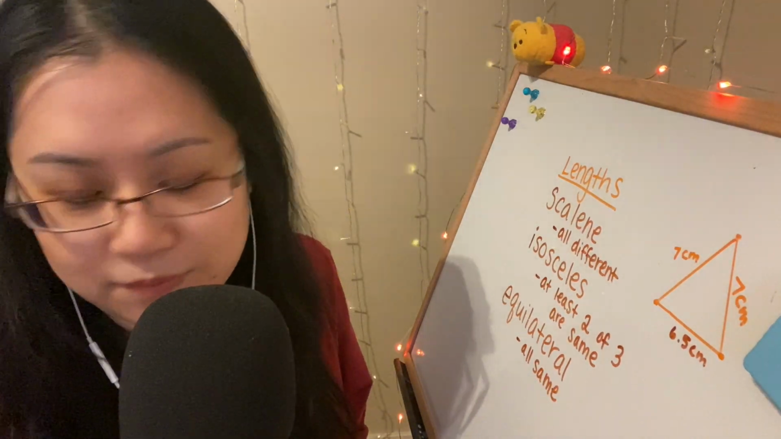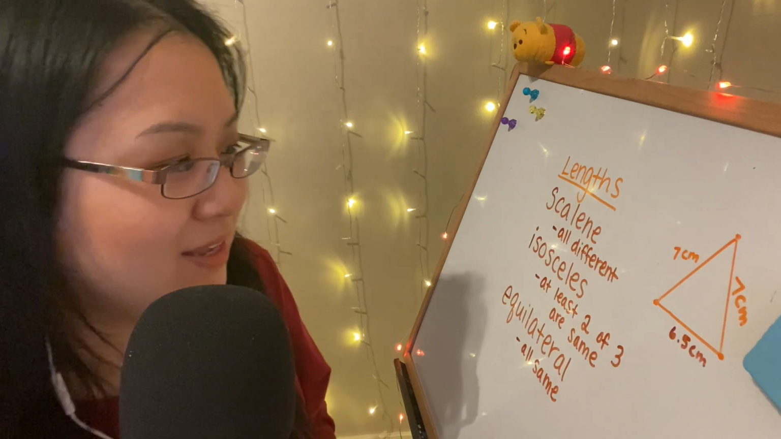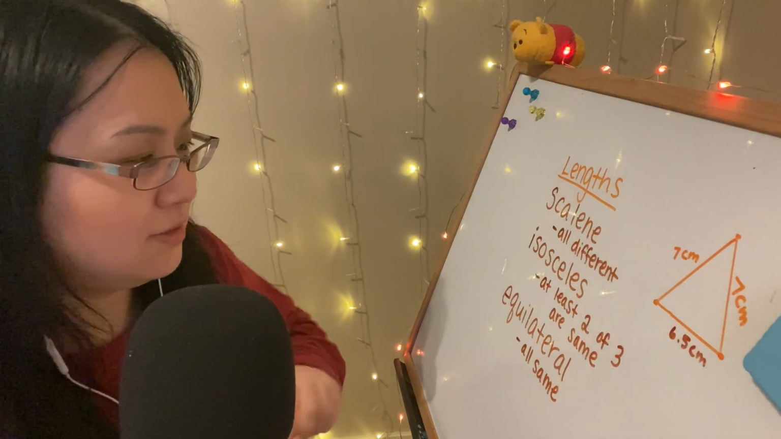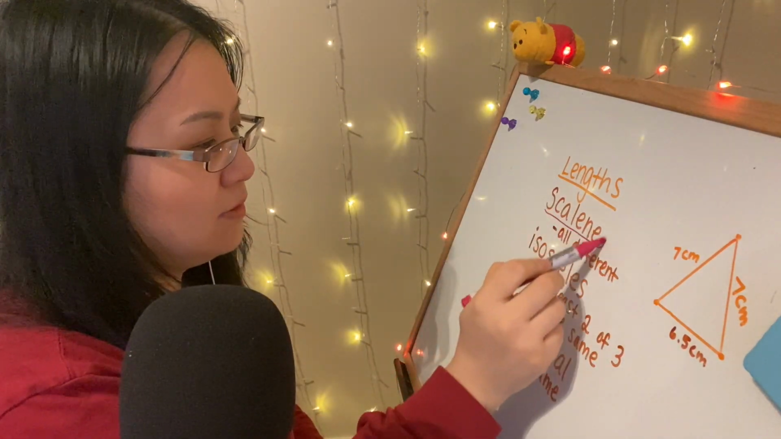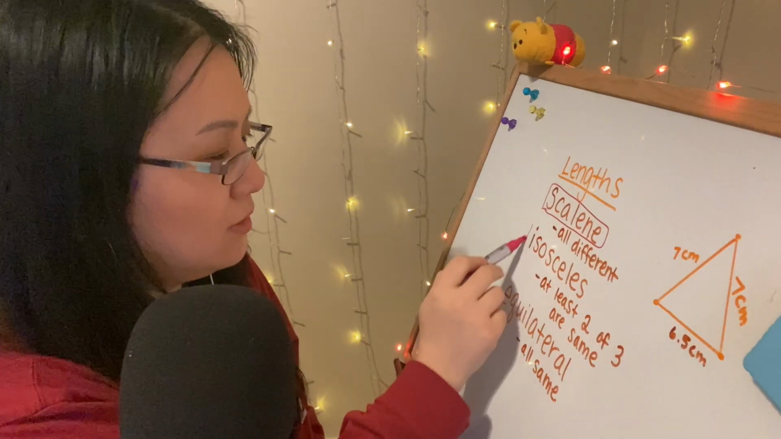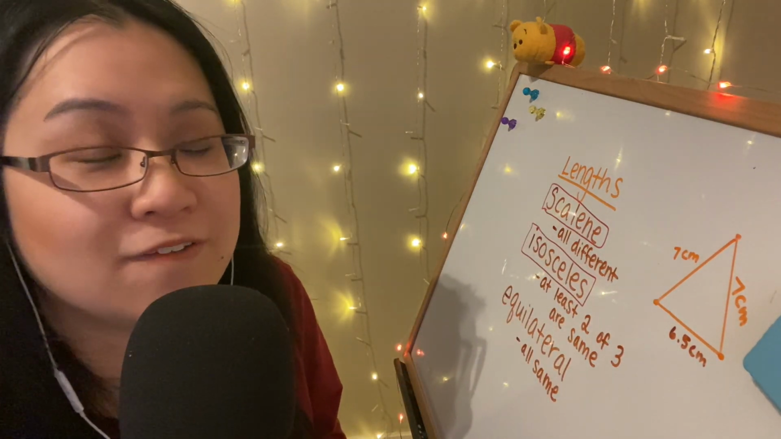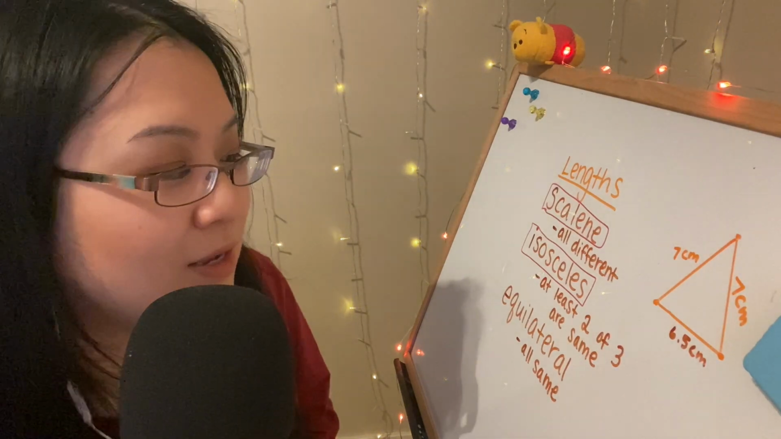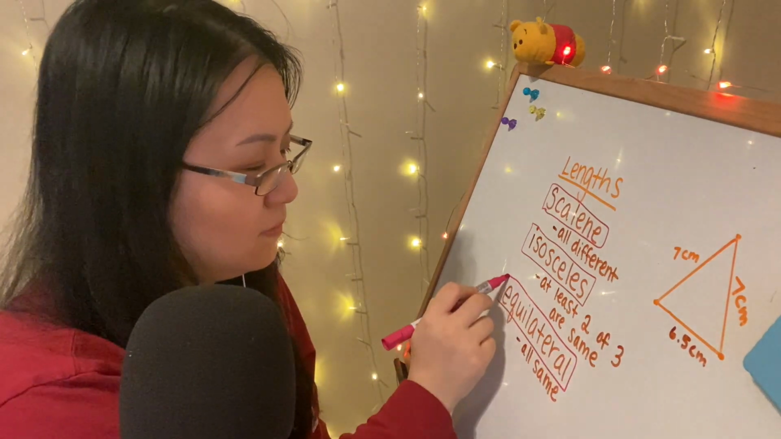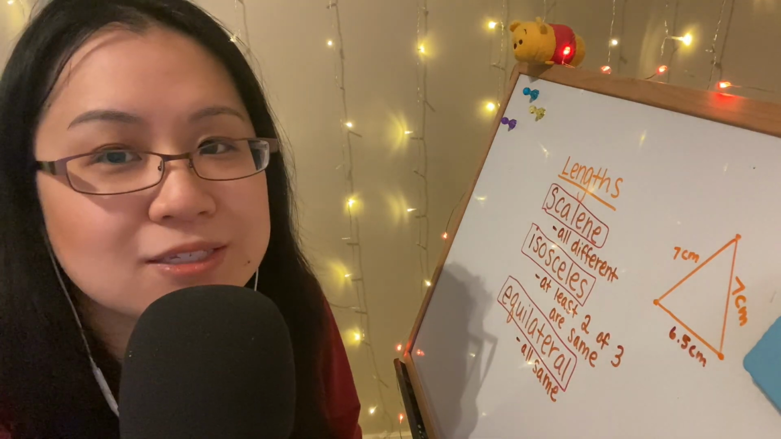Okay, so now we have 3 ways to classify triangles by side lengths, and let me highlight them one more time for us. Scalene is all different. Isosceles is when we have at least 2 of the 3 being the same length. And equilateral is when they are all the same.